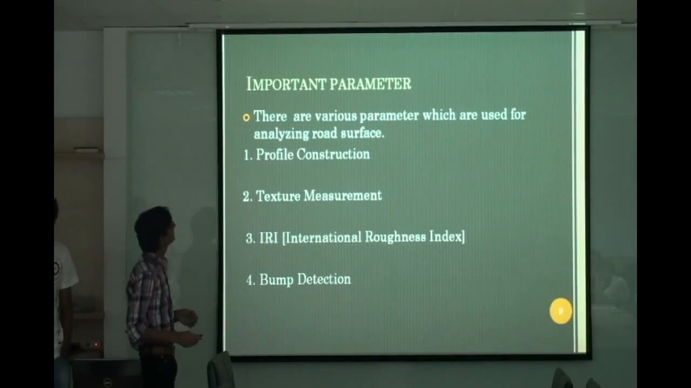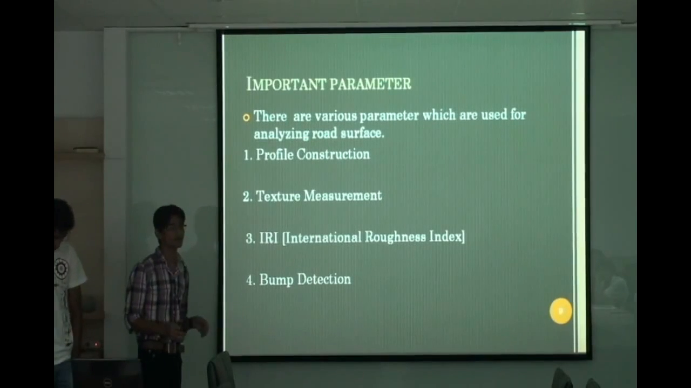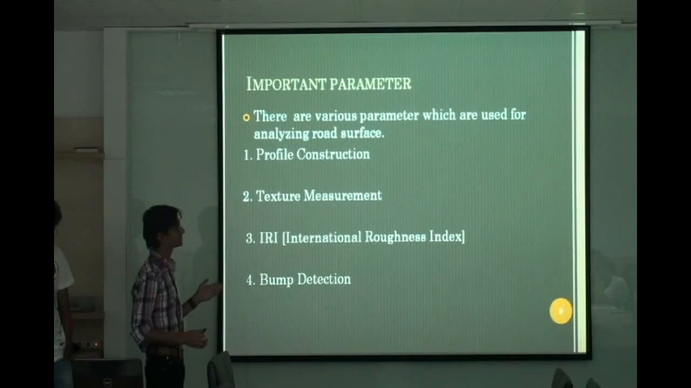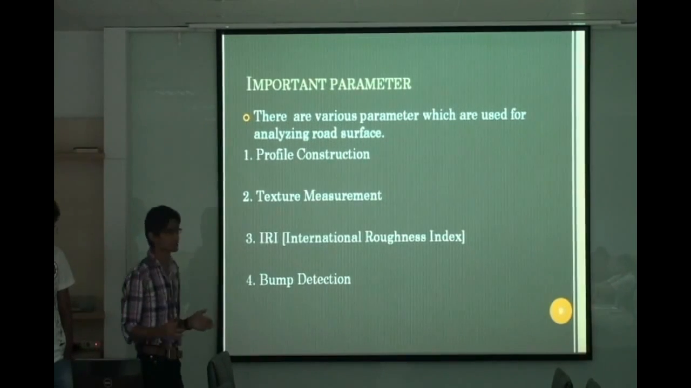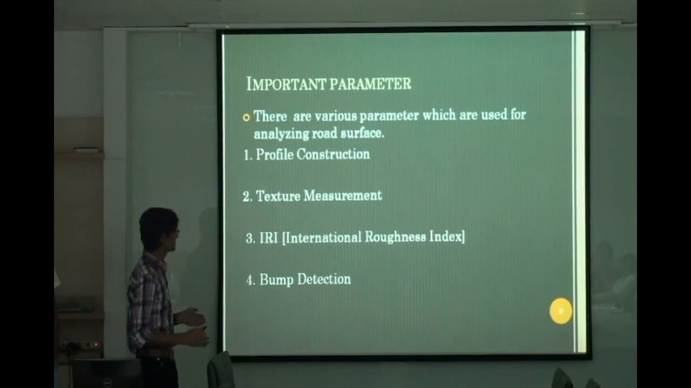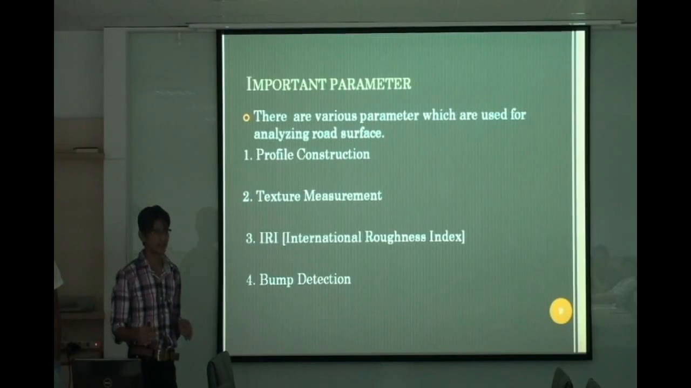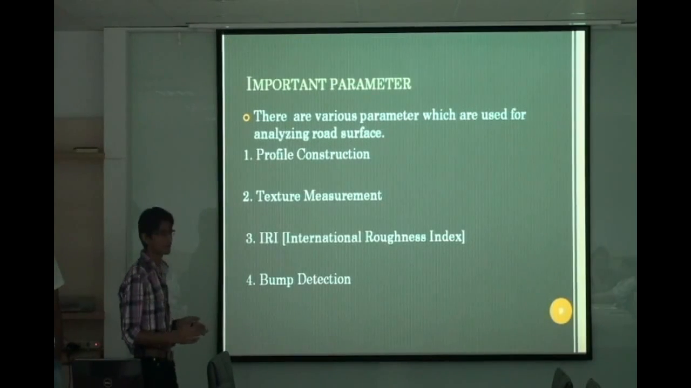And what are the important parameters? There are various parameters which are used for analyzing the road surface. These are profile construction. We construct the profile from the data. Second is the texture measurement. We get our value for texture. And third is the IRI, International Roughness Index. We can also get the value of IRI. This is the International Roughness Index of the road. And fourth is the bump detection.